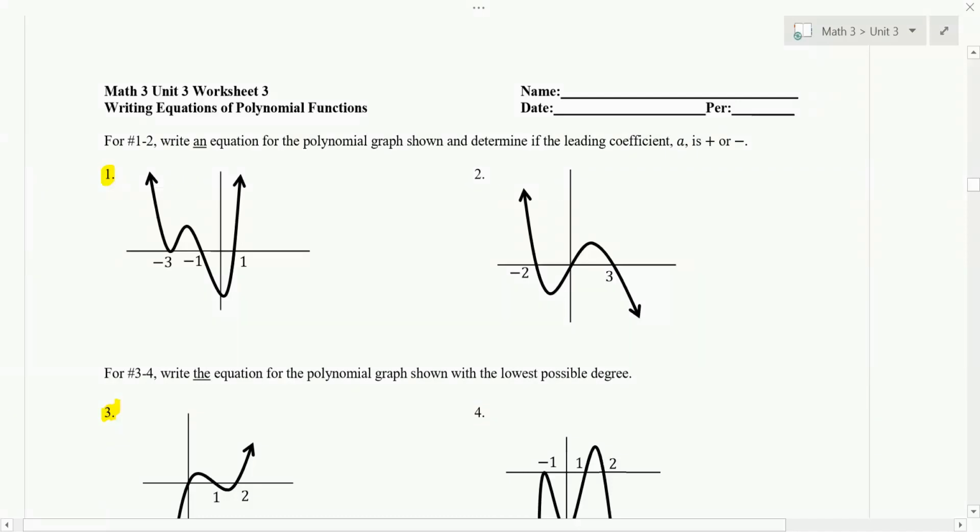I'm going to go over a few problems from the Math 3, Unit 3, Worksheet 3 handout. Starting with number 1. It asks to write an equation for the polynomial graph shown and determine if the leading coefficient a is positive or negative.